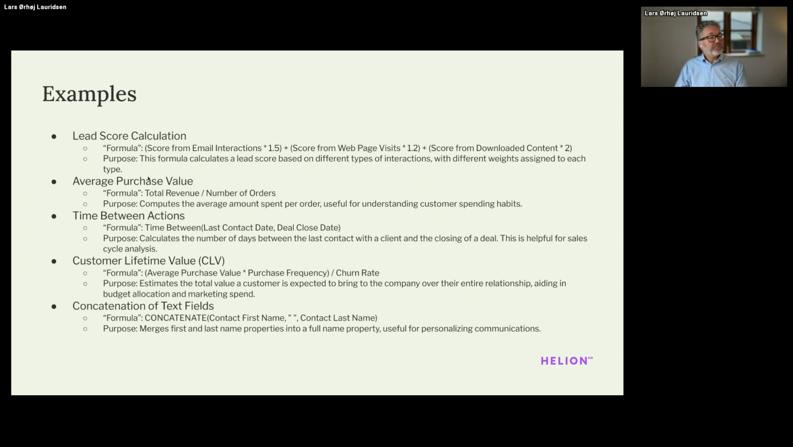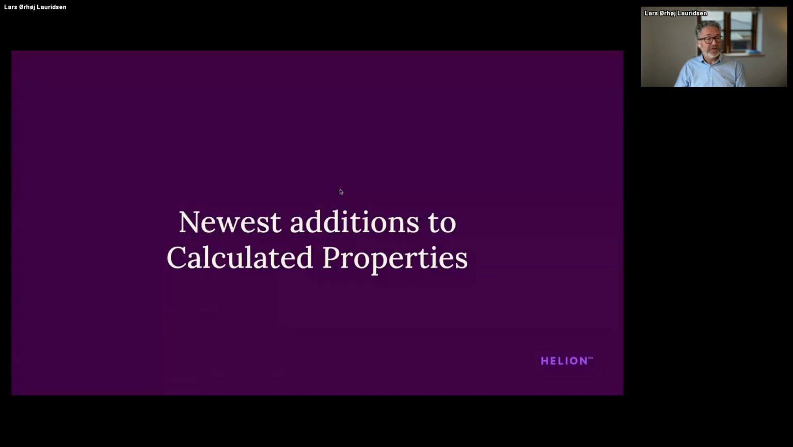Then we have average purchase value could be a thing. Look at the total revenue and divide it by number of orders. You could look, as said before, at time between actions, one date and another date. You could therefore also look at customer lifetime values and start calculating on those, if you have the values behind that as needed, as many of us have. And the last one is basically what I just did, having the contact first name and the contact last name to get a new property, giving the full name. So just as an idea base to get you started with your own experiments with calculated properties in this area.